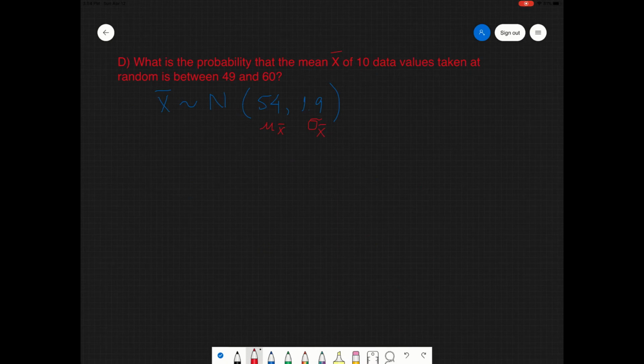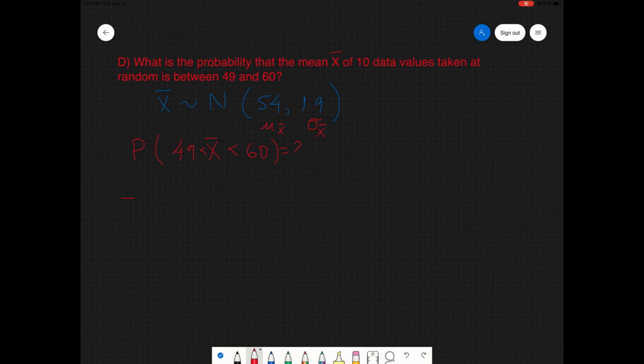Part D. What is the probability that the mean X bar of 10 data values taken at random is between 49 and 60? Symbolically speaking, this is the probability that X bar is between the values of 49 and 60. So we want to find the probability that at random we pick a sample that yields a mean between 49 and 60. Again, to compute this probability, we're going to convert the X bar values to Z values, meaning we're going to work with the standard normal distribution.